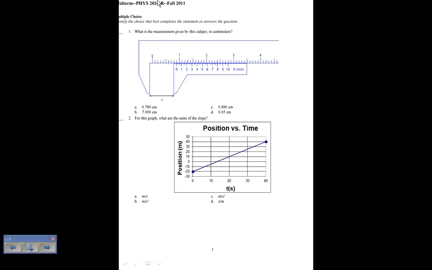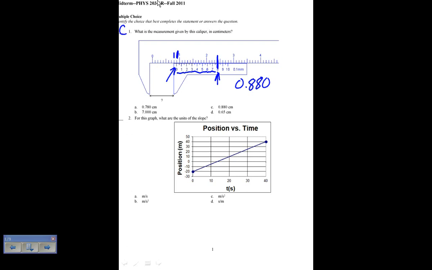First, we want to look at where the 0 mark is. The 0 mark is between 0.8 and 0.9, so we know that it's 0.8 something, and then we look along until we find a mark on the bottom that lines up with the mark on the top, and it's right here at 8. So it's going to be 0.8, that's from over here, and then the second is 8, that's from right here, and then the last is 0.880. So the answer is C.